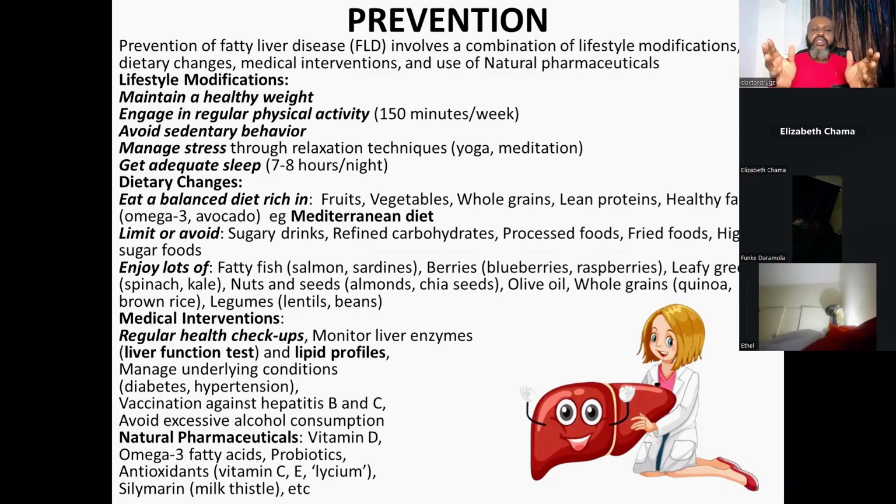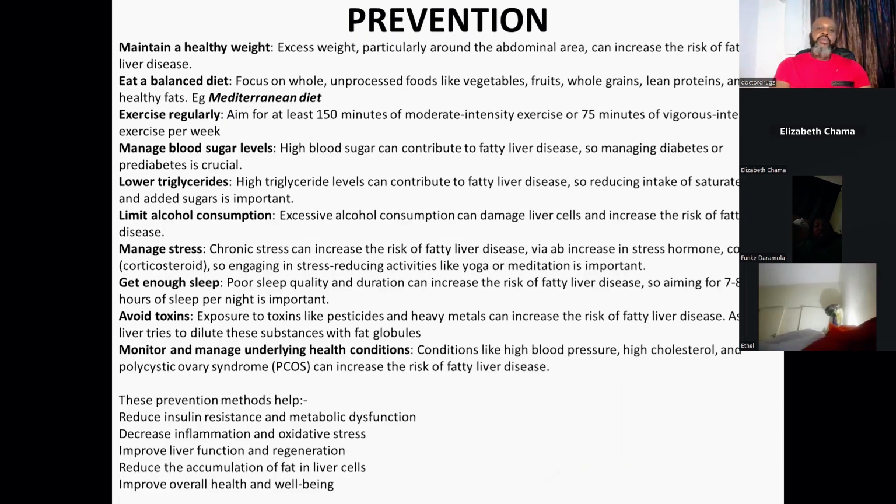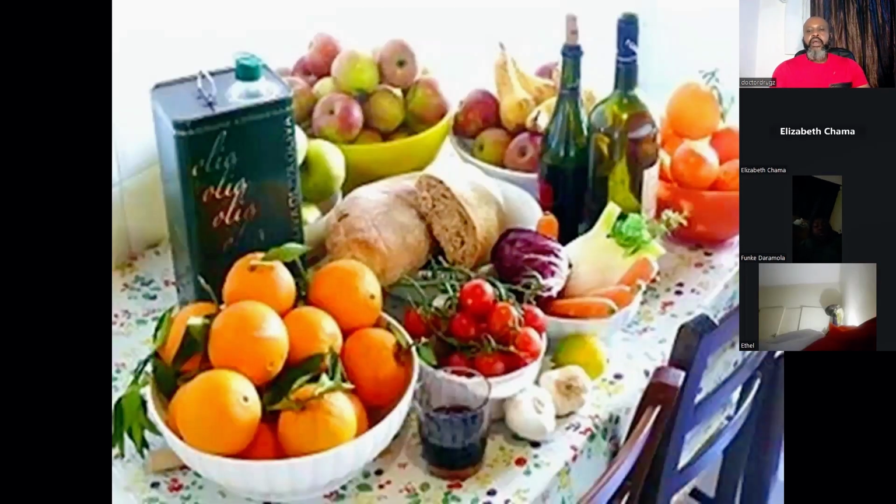Then we have natural pharmaceuticals, which often give us vitamin D, omega-3 fatty acids like eicosapentaenoic acid and docosahexaenoic acid, that's EPA and DHA, give us the tocopherol analogs, what we call vitamin E, ascorbic acid, of course silymarin, which is a biomolecule that people will not know about, gotten from the milk thistle plant, and of course also ursodeoxycholic acid and a lot more. Now, we also have to maintain a healthy weight, eat a balanced diet, exercise regularly, manage blood sugar level, lower triglycerides, limit alcohol consumption, manage stress, get enough sleep, and so on and so forth, as we have before mentioned.